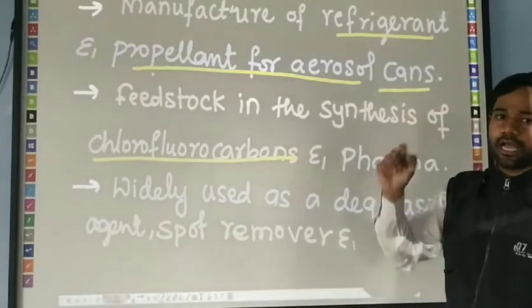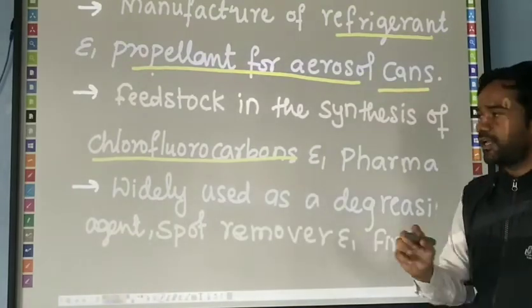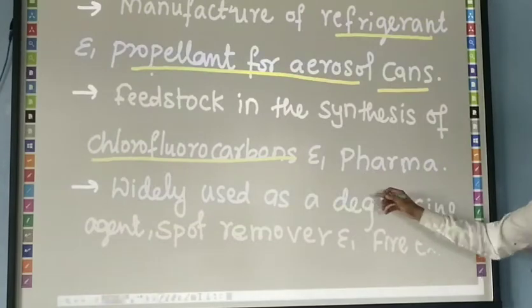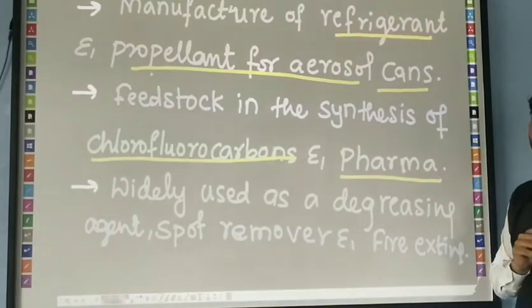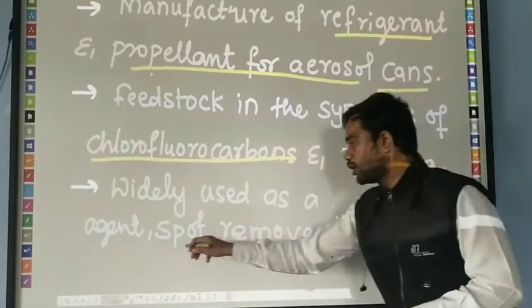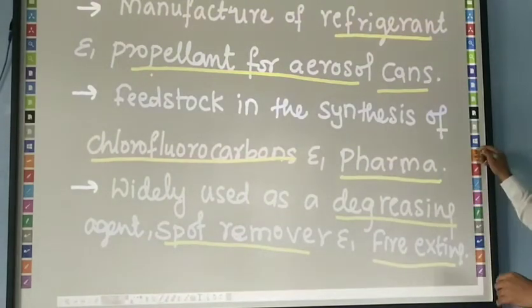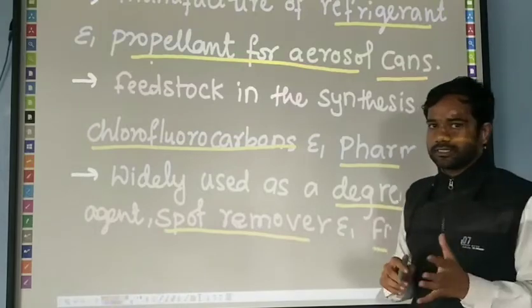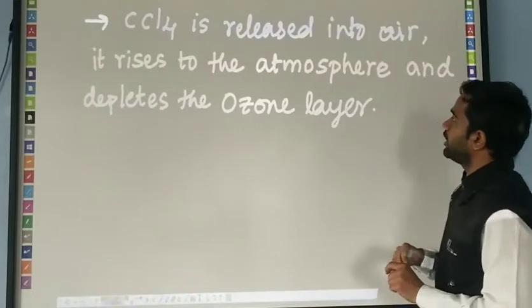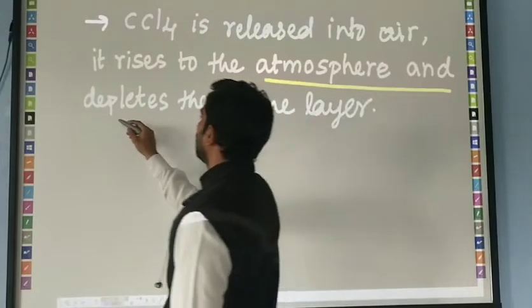Okay, carbon tetrachloride, that is CCl4, is the basic ingredient for the manufacture of CFCs, chlorofluorocarbons. It is also used in the pharmaceutical industry, widely used as a degreasing agent and a spot remover, and also used in fire extinguishers. When CCl4 is released into air, it rises to the atmosphere and depletes the ozone layer.